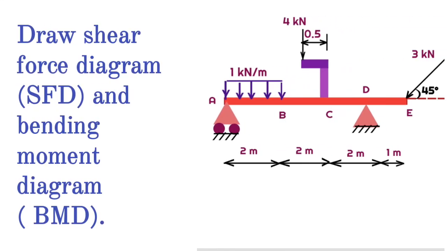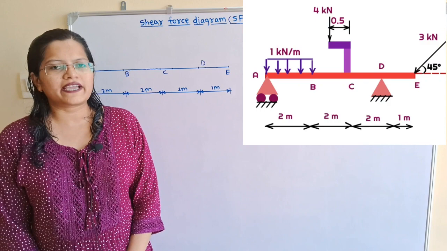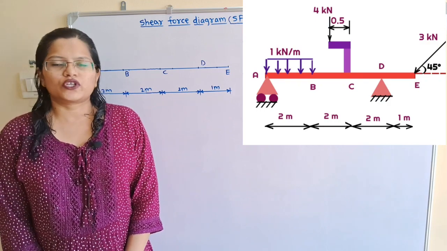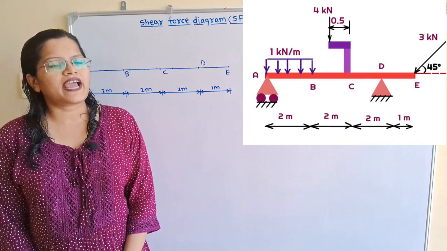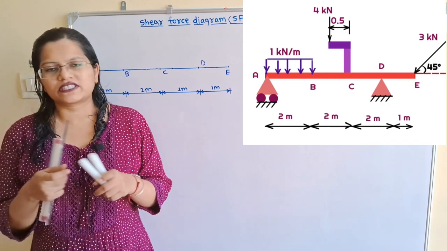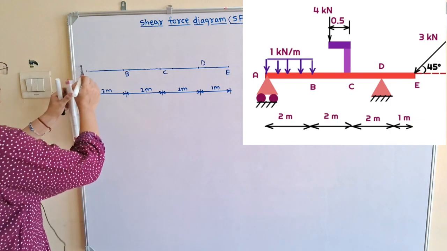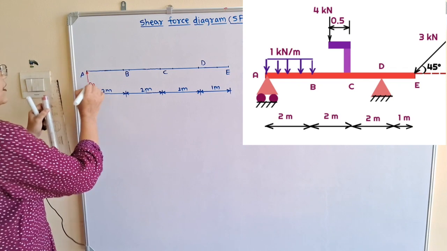Given a question, draw the shear force diagram and bending moment diagram. To draw the shear force diagram and bending moment diagram, the first step is to draw the free body diagram. If we observe this question, then at point A, a roller support is given. We will show the reaction at point A in the vertically upward direction, and this is known as RA.